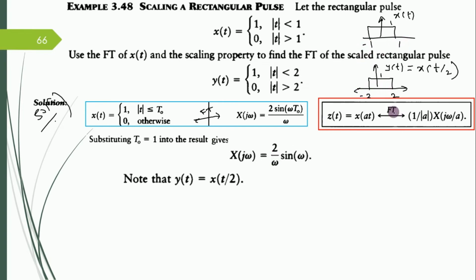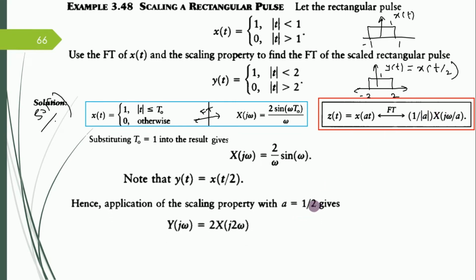So using the scaling factor we need to do it, right? In place of a, I'm having 1 by 2. 1 divided by 1 by 2, in the numerator you get it as 2. Here 1 divided by 1 by 2 gives x of j 2 omega. So replace a with 1 by 2, I get 2 into x of j 2 omega. So 2 is a constant, take it outside. Wherever you have omega, replace it with 2 omega. That's it. That's the answer.